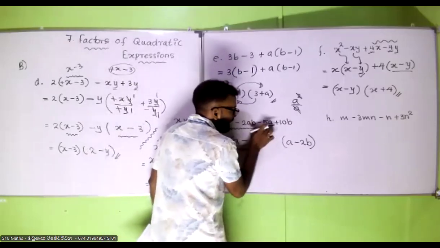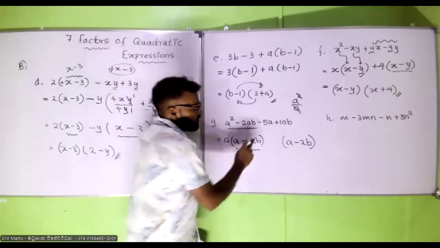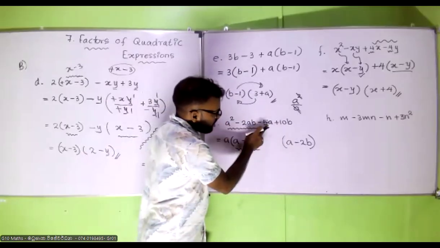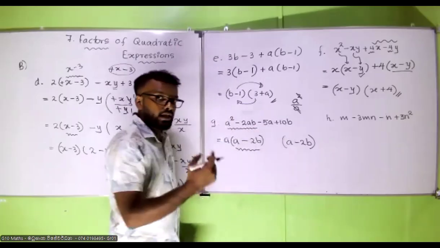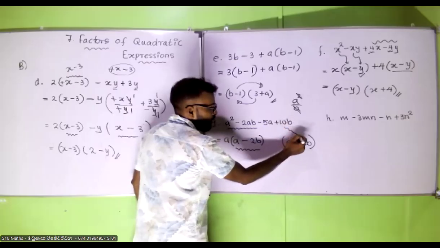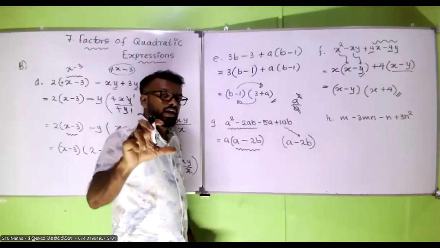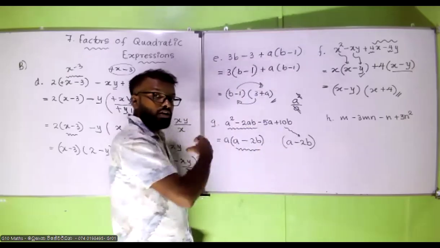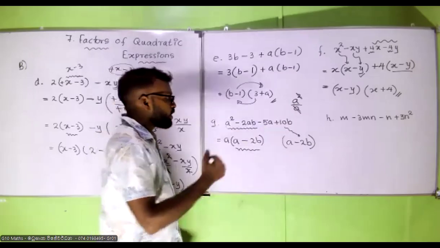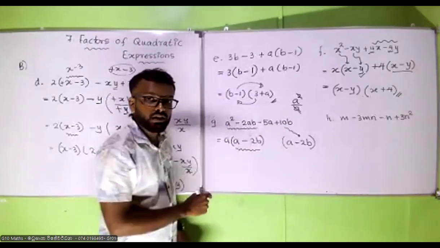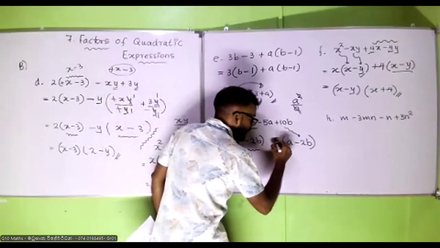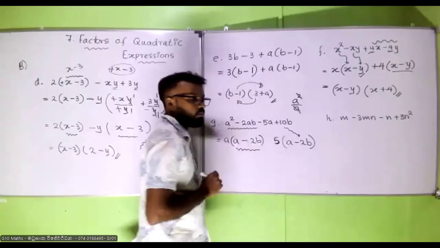So this is negative 5a, negative 5a, and here positive 10b. So this should be changed into positive a, and this positive 10b should change into negative 2b. The sign conversion has been done, and at the same time the common term has been taken out from the bracket. So what is the common term for 5a plus 10b? The common term is 5.